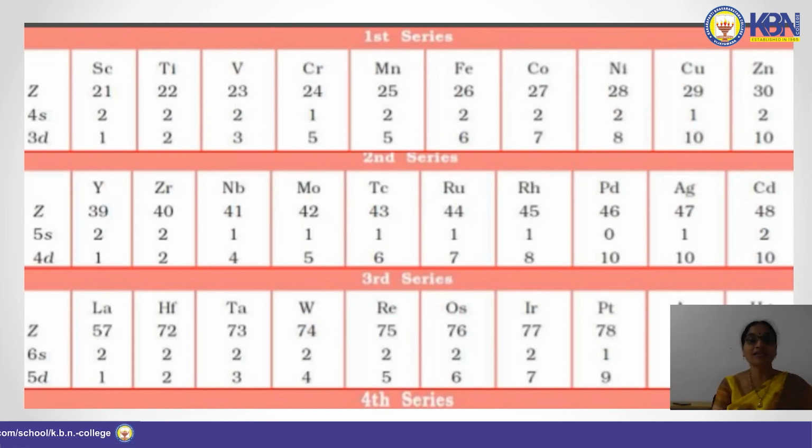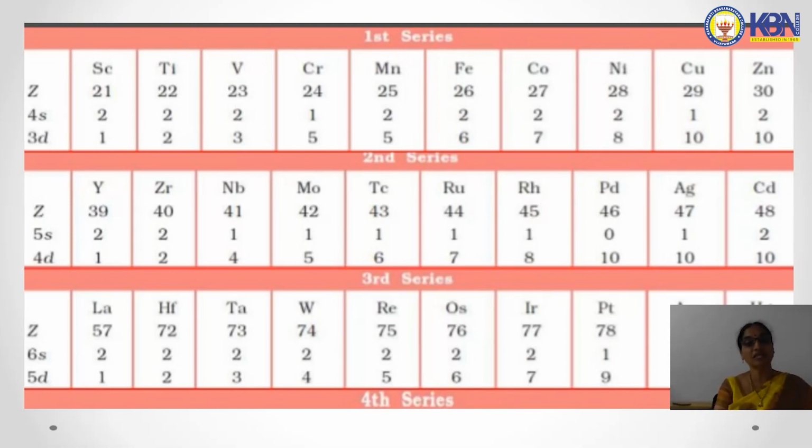Next, the third series is the 5d series. In these elements, the last electron enters the 5d orbital. From lanthanum, atomic number 57, to mercury come under the 5d series: lanthanum, hafnium, tantalum, tungsten, rhenium, osmium, iridium, platinum, gold and mercury. A 6d series is also there, but it is an incomplete series.